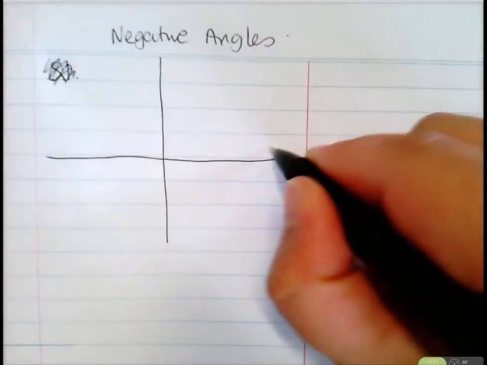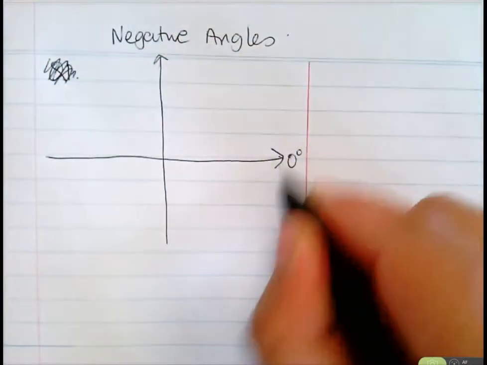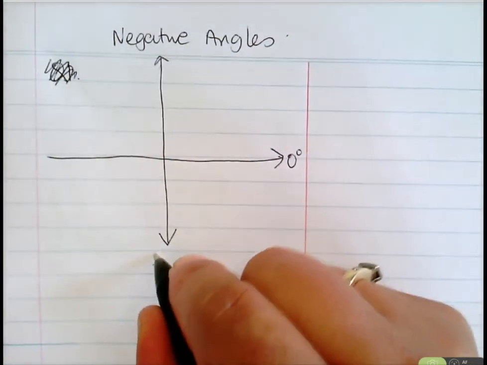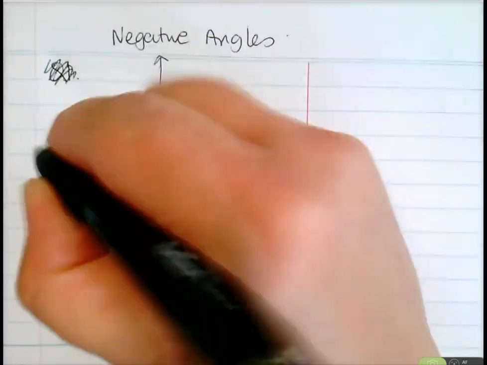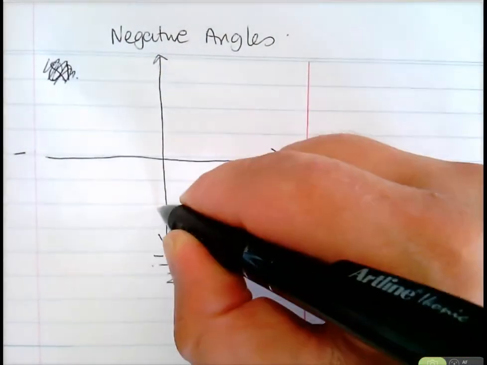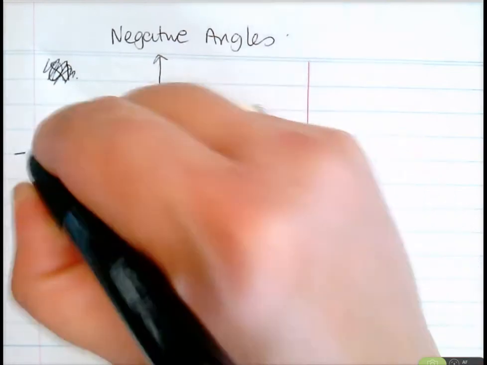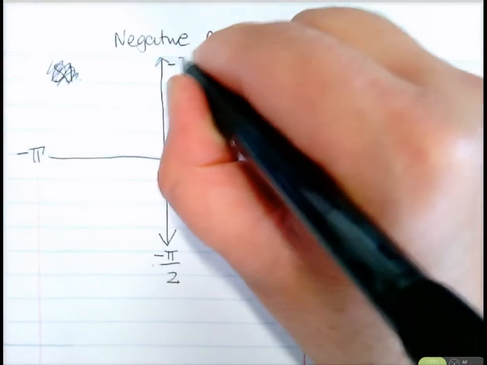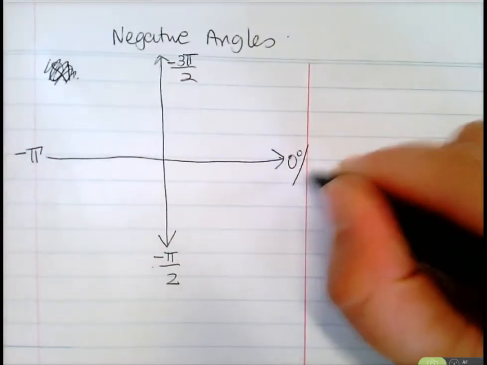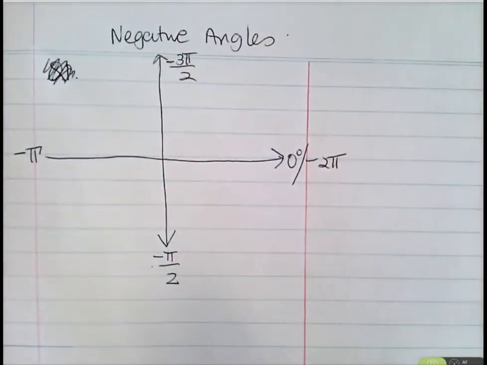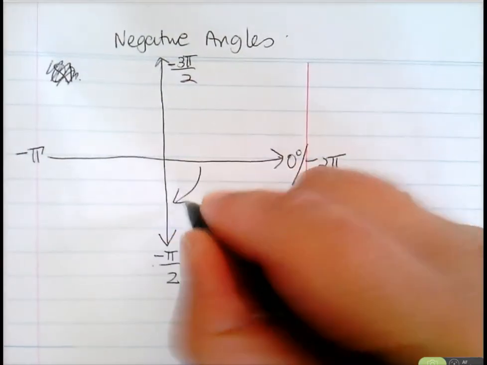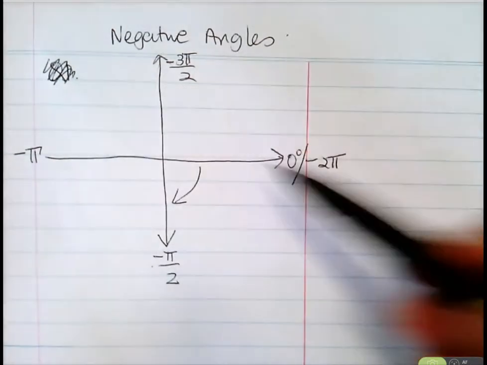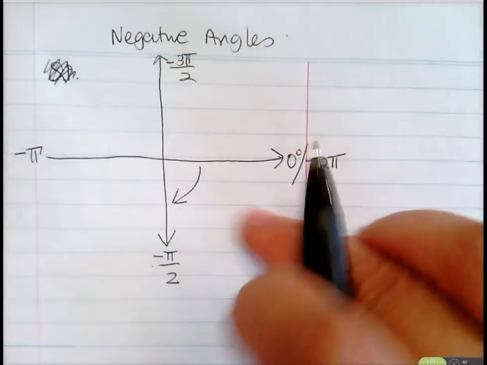We start from here at 0, the x-axis, and instead of, what's this one? Minus 90, which is minus pi on 2, minus 180, which is negative pi. What's this one? Minus 3 pi on 2, minus 2 pi. So these are the negative angles which travel clockwise. Positive angles go anti-clockwise. What do we call this?